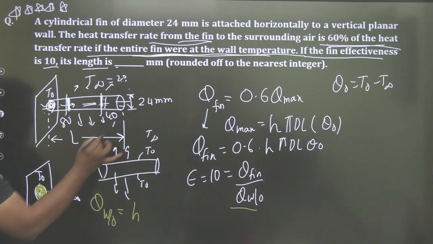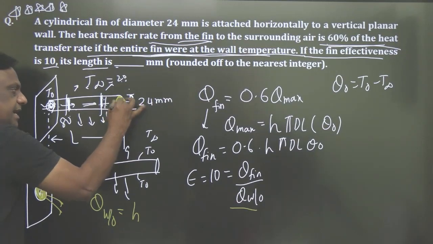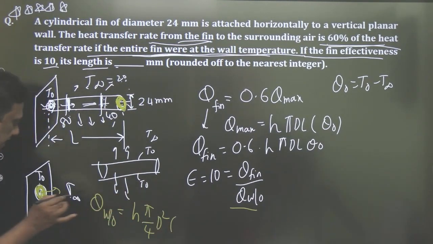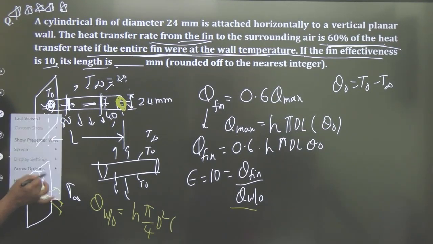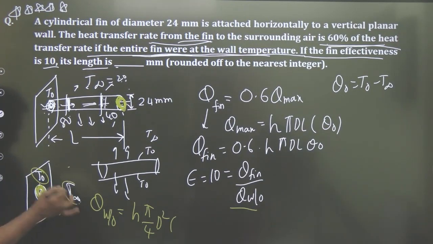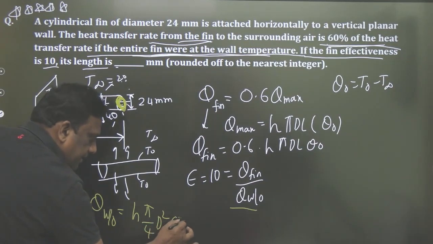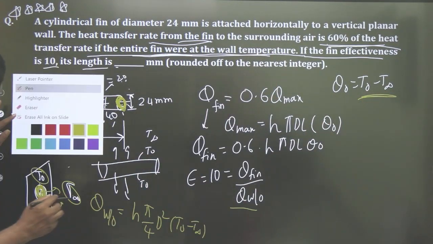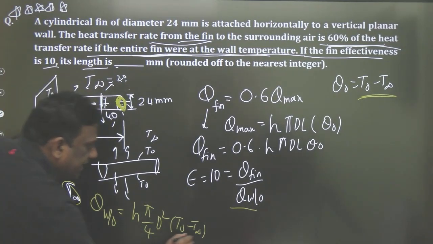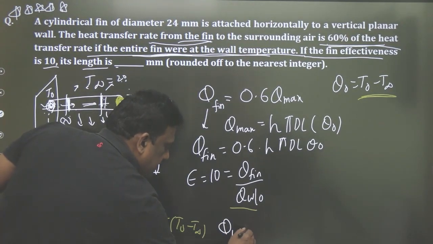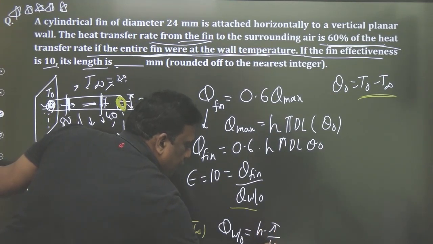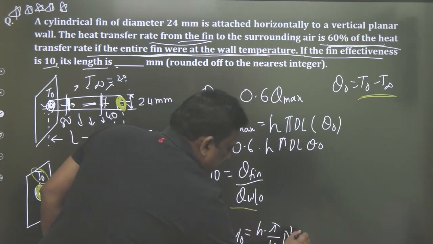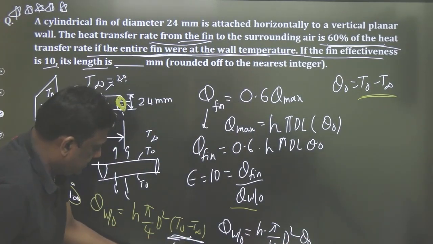What is this area? This area is the cross-sectional area. So I will write this as pi by 4 d square h A delta T. What is delta T? Look at this, sirs: T0 minus T ambient. And I have taken T0 minus T ambient as theta naught. So therefore, heat transfer without fin is h into pi by 4 d square h A, theta naught minus T ambient is theta naught. This is our theta naught.